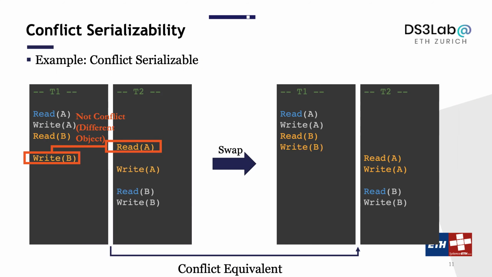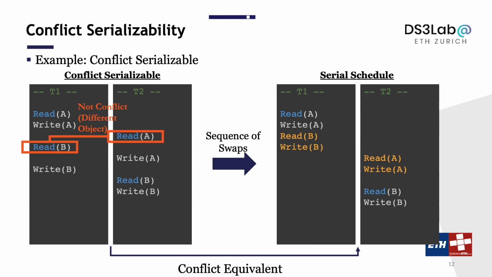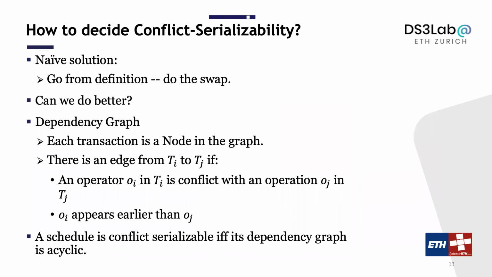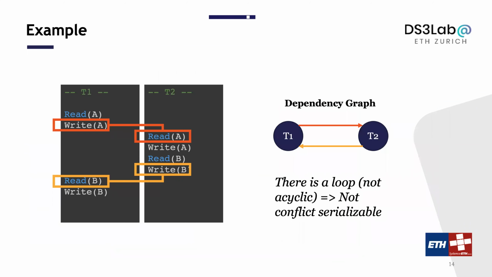You keep doing this, then will lead to the serial schedule on the right-hand side. If you are able to do it, we say the schedule on the left-hand side is conflict serializable, okay? Of course, there are easier ways for you to do it, right? So we talk about how to define the dependency graph.